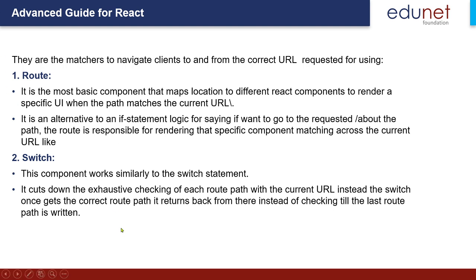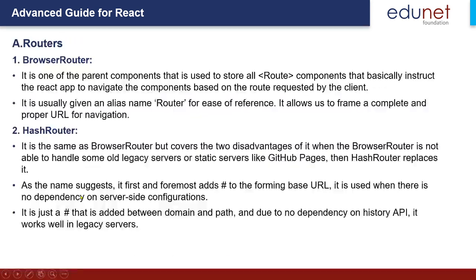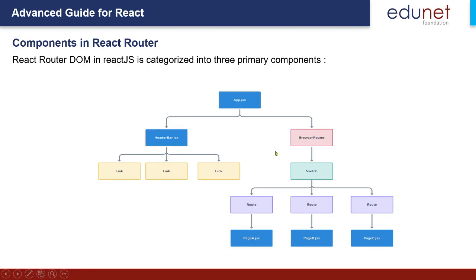So route and switch. Route is the most basic component that maps the location to different React components to render the specific UI when the path matches the URL. And switch. So whatever description you understand, that is what we are going to discuss.